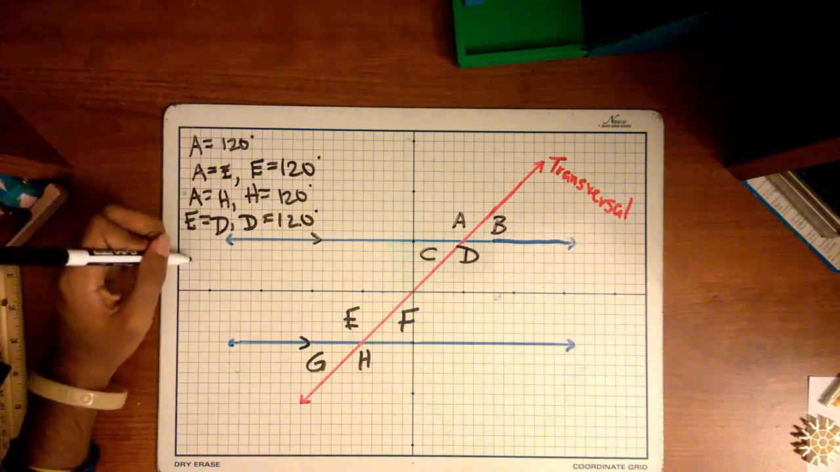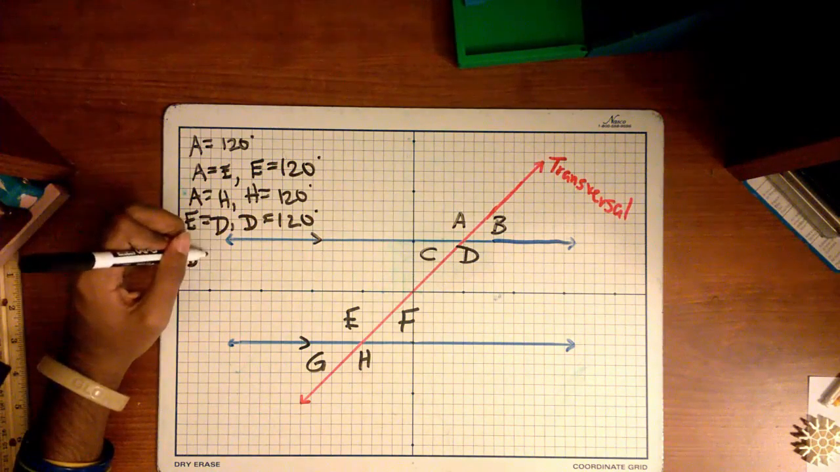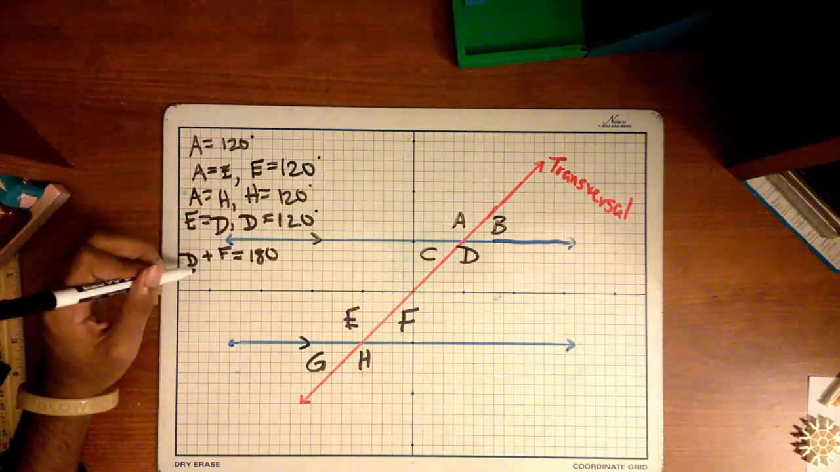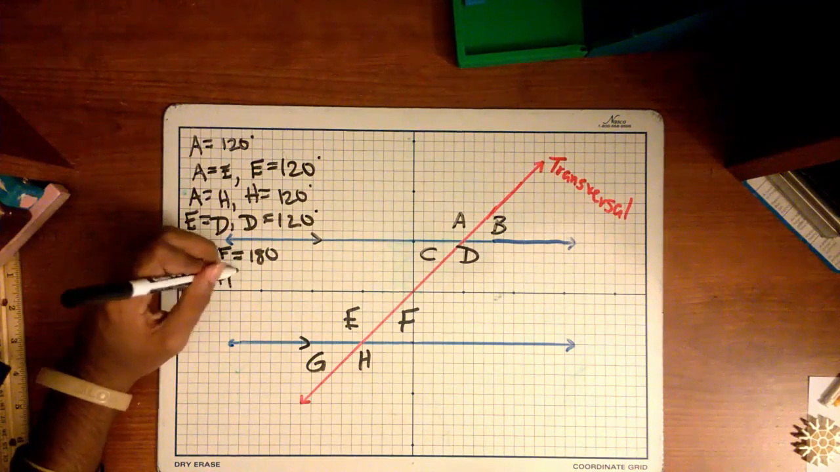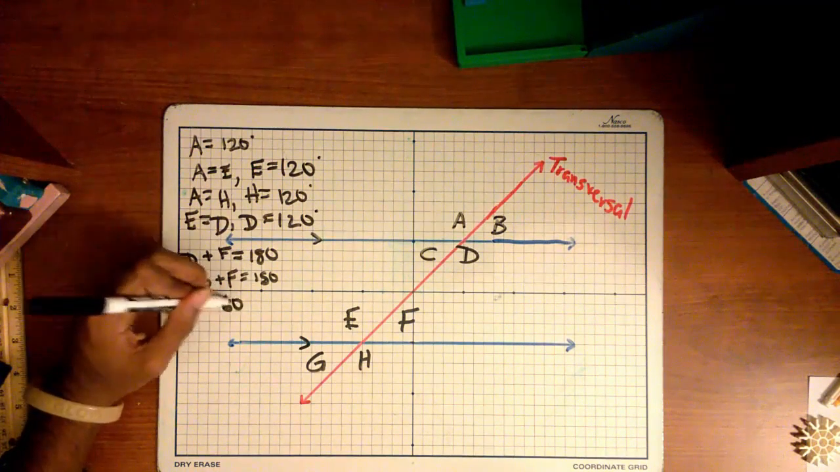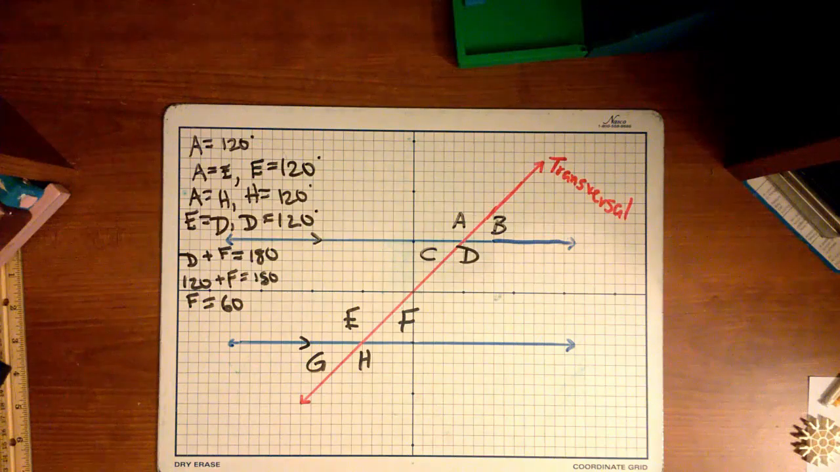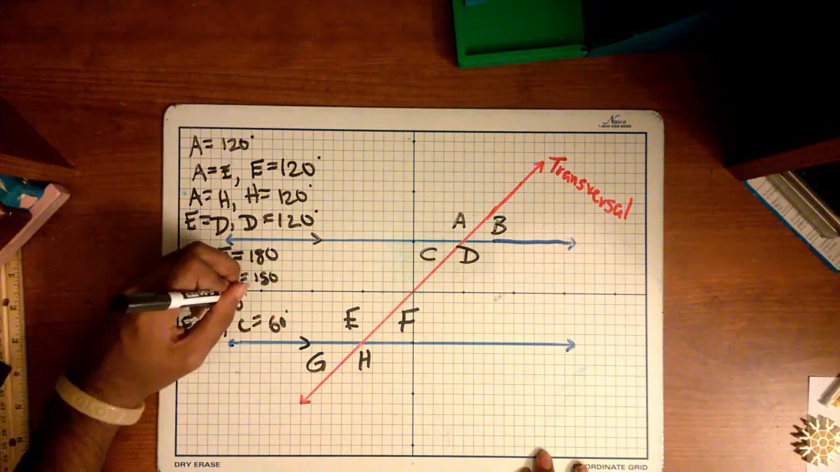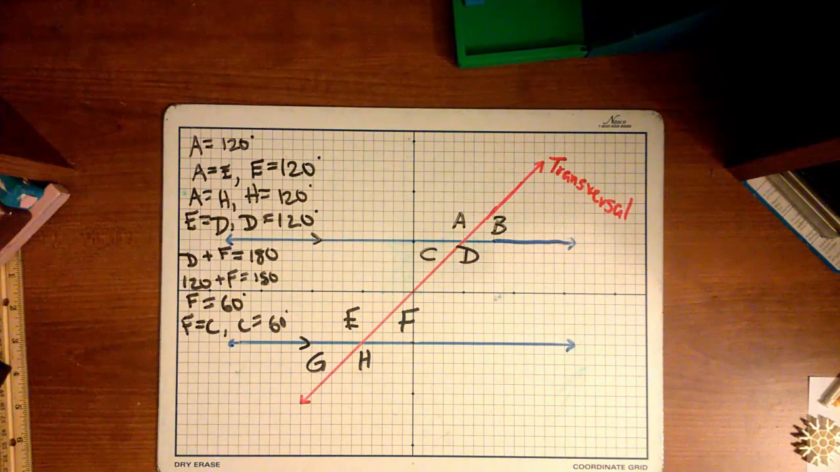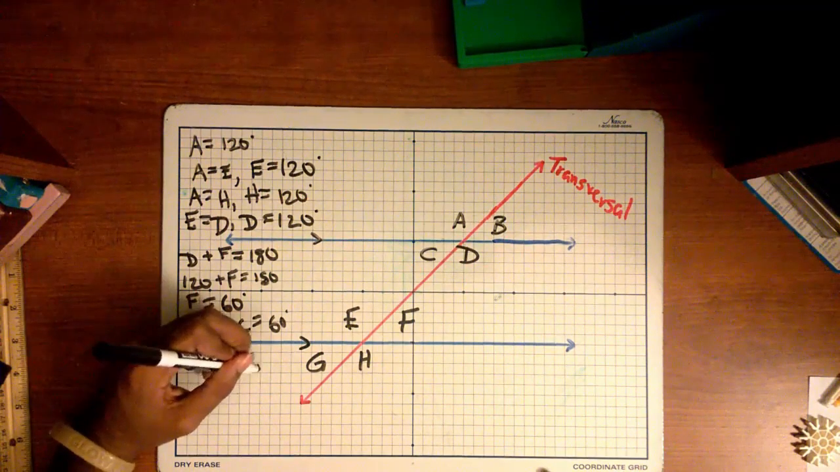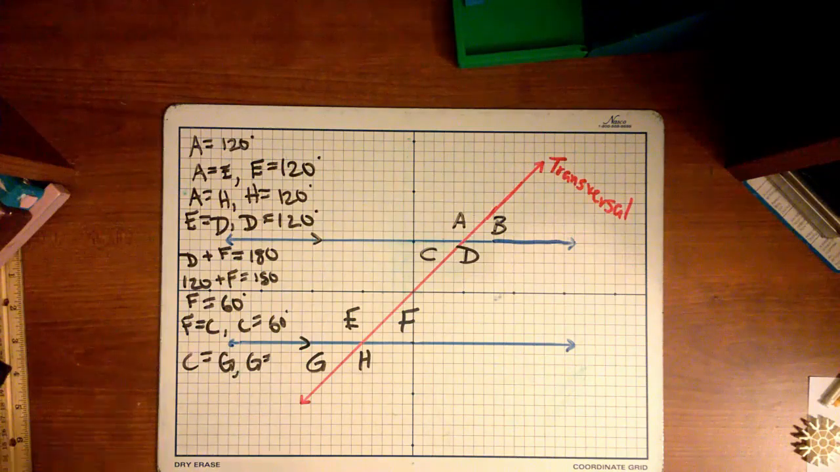And because D and F are on the same interior side, these angles when added together are supplementary. Therefore, because we're given D is equal to 120 degrees, we can conclude that F is equal to 60 degrees. That was by the interior on same side postulate. We can also say F is equal to C by the alternate interior angles postulate, therefore C is equal to 60 degrees. We can say C is equal to G by the corresponding angles postulate, therefore G is equal to 60 degrees.